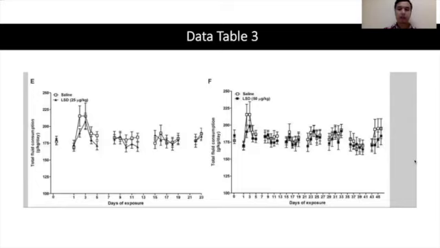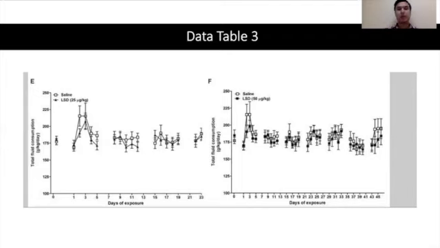Finally, in data table 3, we could see that the y-axis here is the total fluid consumption versus the days of exposure. And this is important to see because the total fluid consumption is overlapping on the 50 microgram and the 25 microgram LSD groups with all the saline solution mice. So what does this mean?